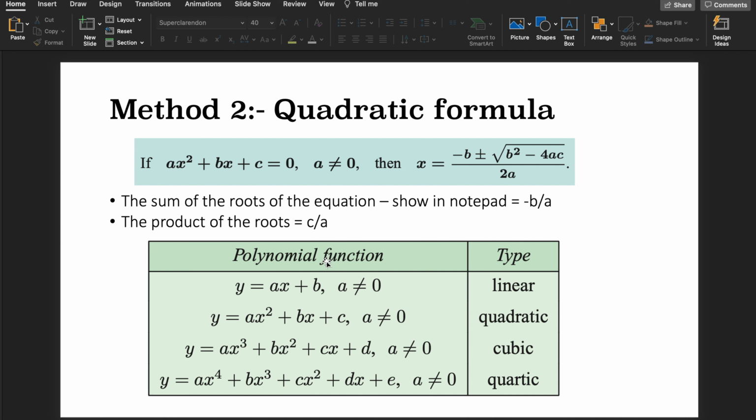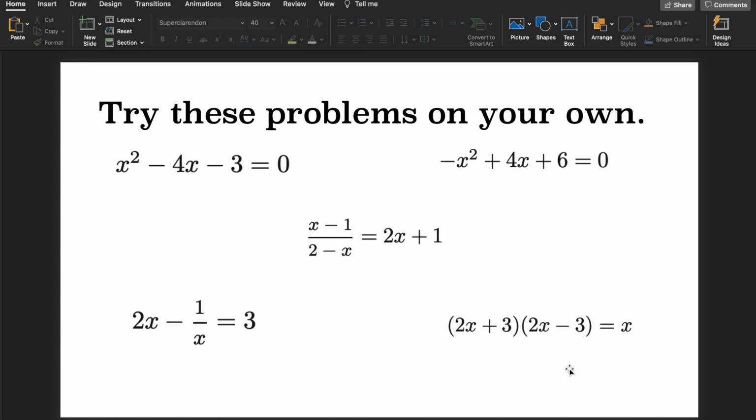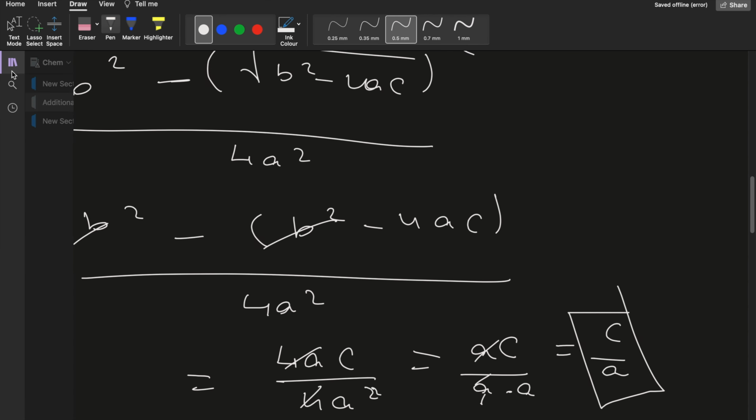I also wanted to show you the types of functions and their names. So if the highest degree of the variable is 1, then it's called a linear equation. If it's 2, it's a quadratic equation. If it's 3, it's cubic. And if it's 4, it's quartic. And then I'll just show you a few examples.